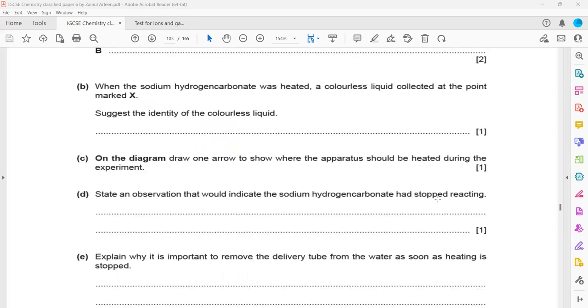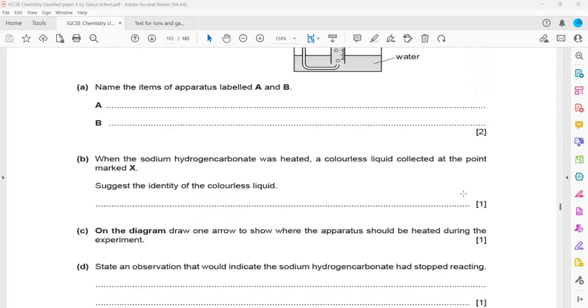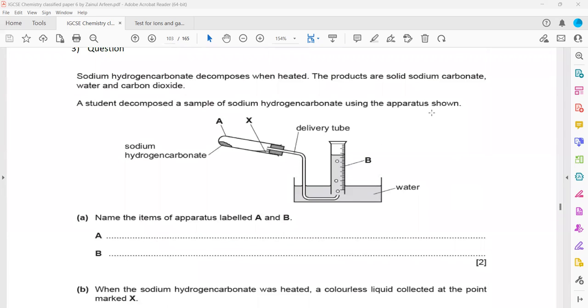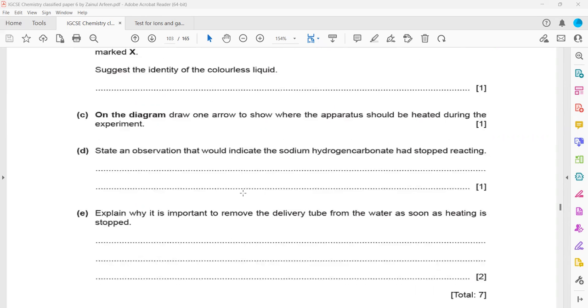State one observation that would indicate that sodium hydrogen carbonate had stopped reacting. No more bubbles are forming in the measuring cylinder. Yeah, because how do we know that it has all decomposed? If sodium hydrogen carbonate decomposes, it gives carbon dioxide, so carbon dioxide gas is collected. When no more bubbles are formed, we are sure that all the sodium hydrogen carbonate has decomposed. So the observation is no more bubbles.